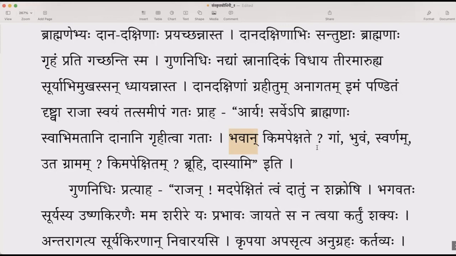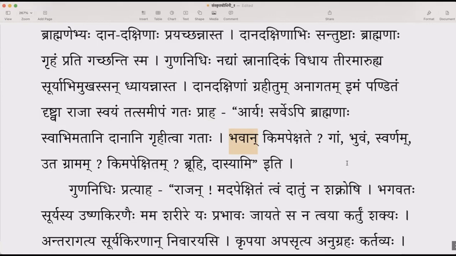Usually they can do that, if the king is so wealthy and he is willing to give so much. Interesting. Bhavan kim apekshate. Gam bhuvam swarnam uta gramam bhavan kim apekshate bhavan. What does sir want, what is he desiring, what do you expect? Gam is cow, bhuvam land, swarnam is gold, uta or gramam.